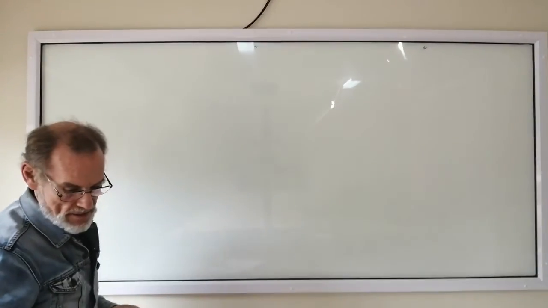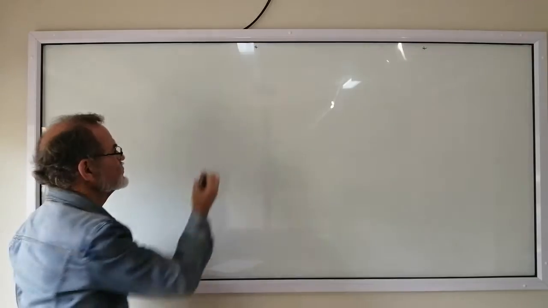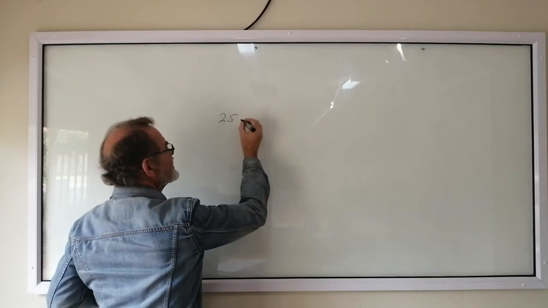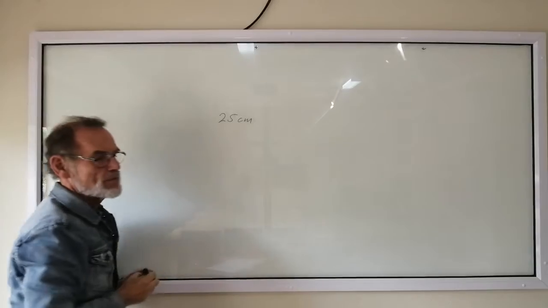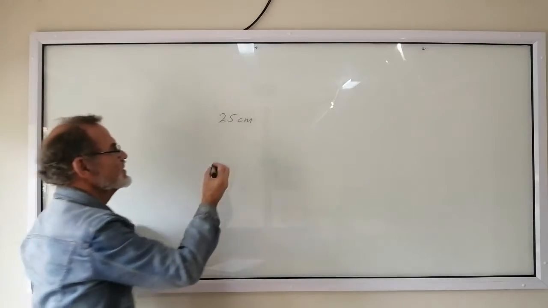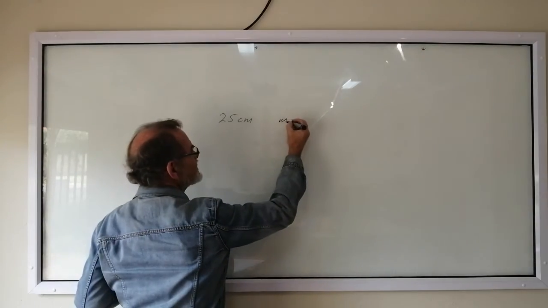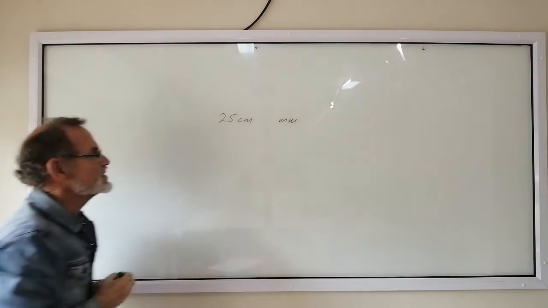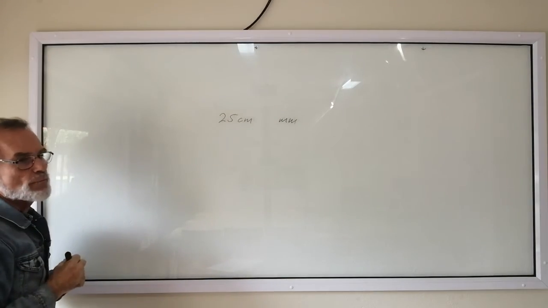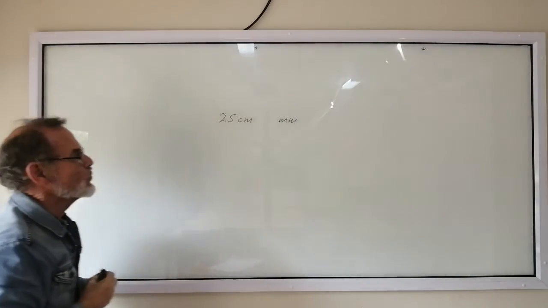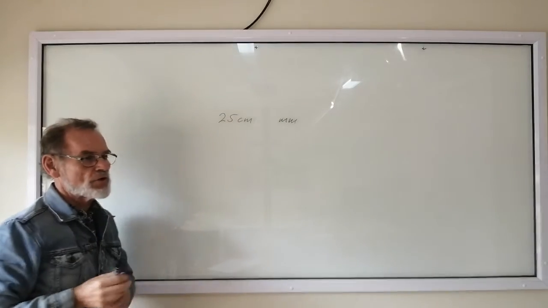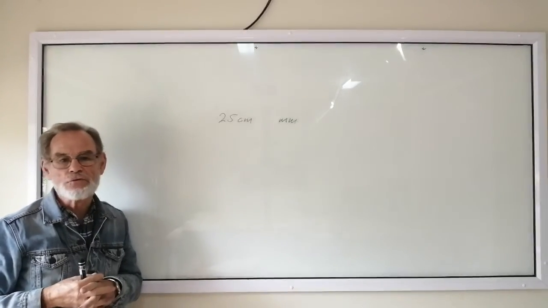Centimeters. 25 centimeters. How many millimeters is that? Where's millimeters? It's on this side. Is millimeters smaller than centimeters or bigger? How much smaller? This you can quite easily see by just looking at your ruler.